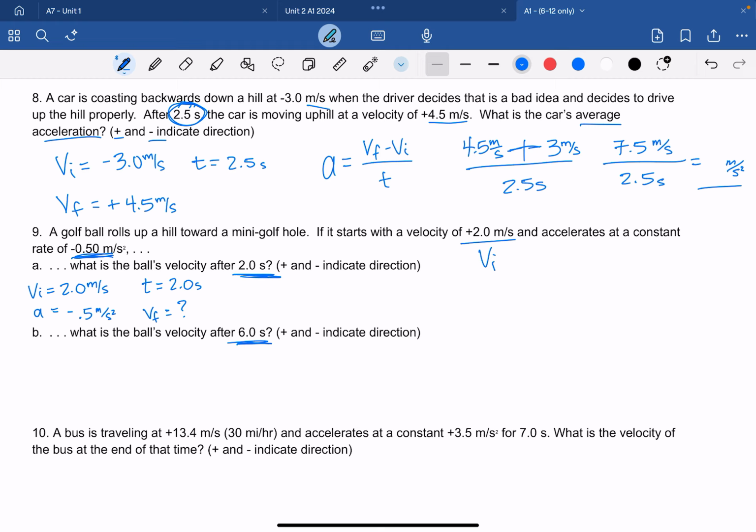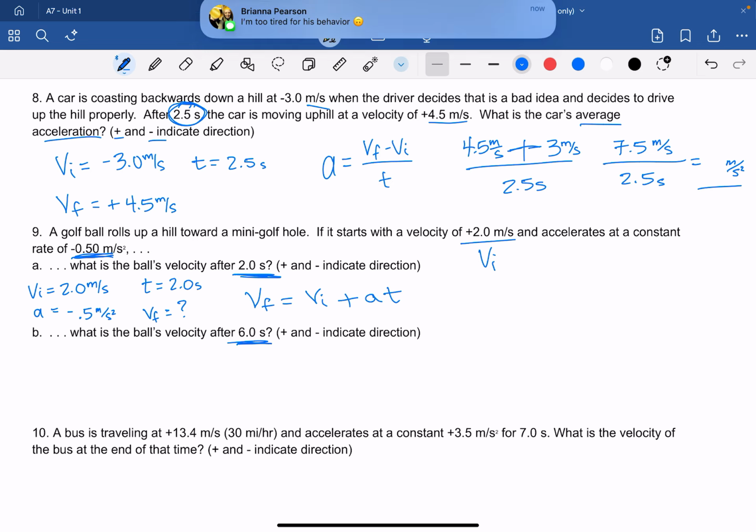So with number 9, let's figure out what formula we are going to use. And since you are technically solving for final velocity, the way you're going to do it is use VF, for final velocity, equals your initial velocity plus acceleration times time. So VI plus A times T. Awesome. So let's plug in our numbers there.